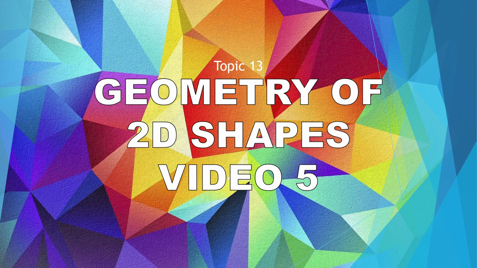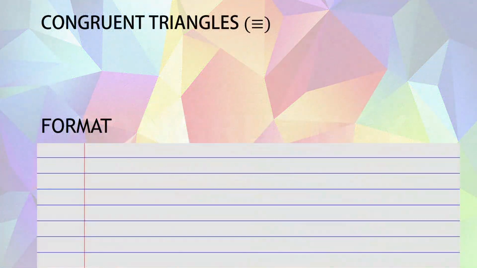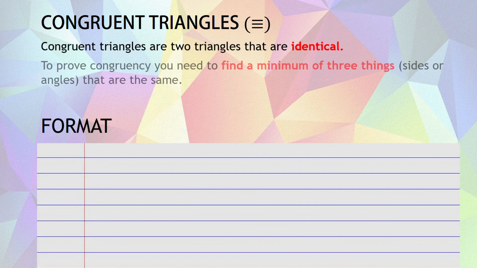Hi guys, we're on part 2 of Geometry of 2D Shapes, and in this video we're going to do congruency. Congruency means exactly the same, so something that is identical to something else. The symbol for congruency is kind of like an equal sign, but it's got an extra dash. The way that I remember it is that they are equal to each other, so it's an equal sign with an extra dash.